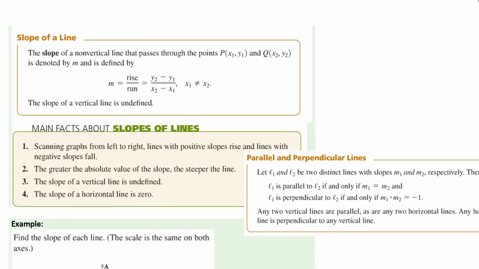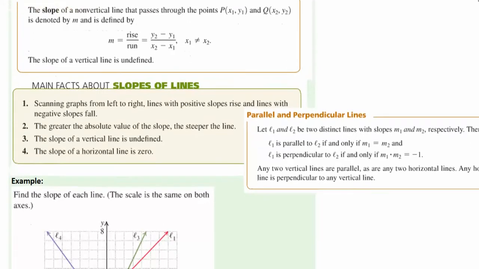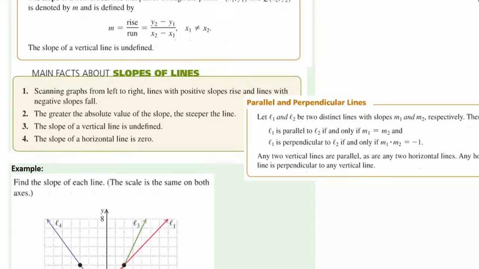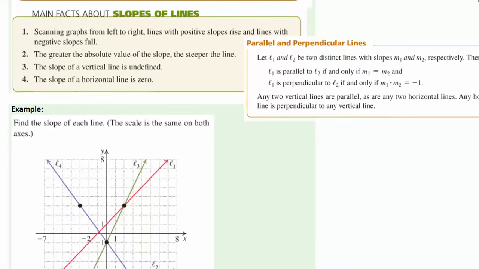Again, I'm not going to read this all to you because I know that you can read it, but the slope of a line is the rise over the run. It's the change in the y over the change in the x's. So you subtract your y's, you subtract your x's when you look at 2 points. If you scan a graph from left to right, lines with positive slopes rise and lines with negative slopes fall. The greater the absolute value of the slope, the steeper the line. If you have a horizontal line, the slope is 0. If you have a vertical line, the slope is undefined.